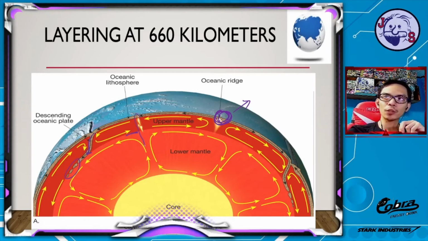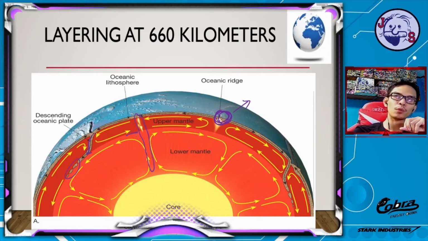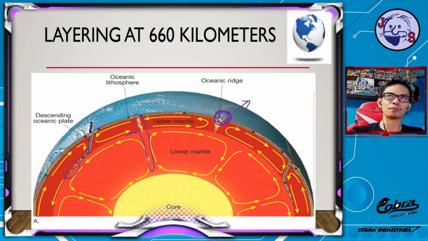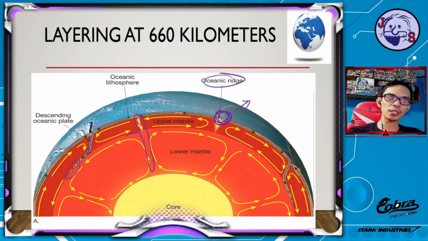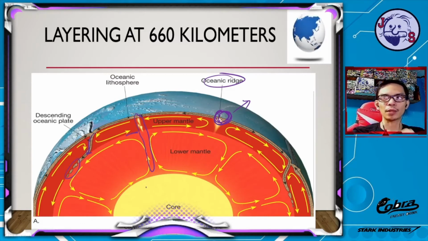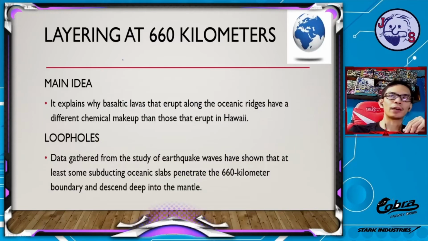Whereas the materials that come out of the hotspot, the one that you have right here, will be completely different from the material coming out of the ocean ridge in terms of chemical composition. This is because this hotspot, this mantle plume, originates down in the lower mantle, which has a completely different composition from the upper mantle. So the materials in the mantle plume will be the same as the material from the lower mantle. That is its main idea.